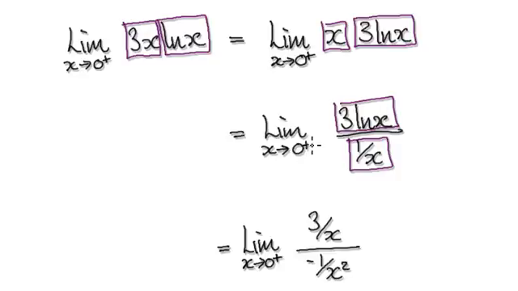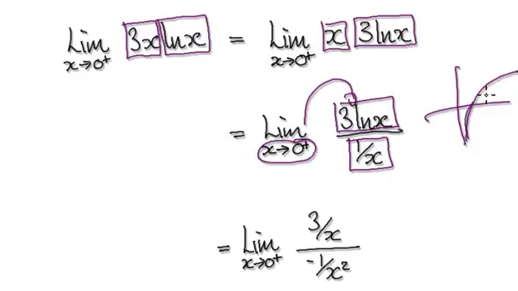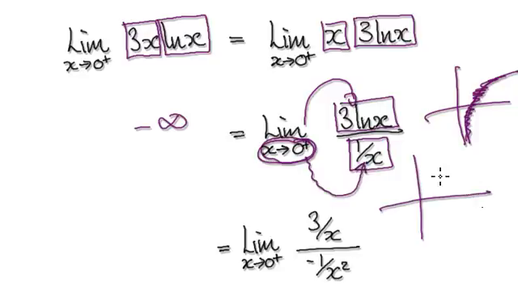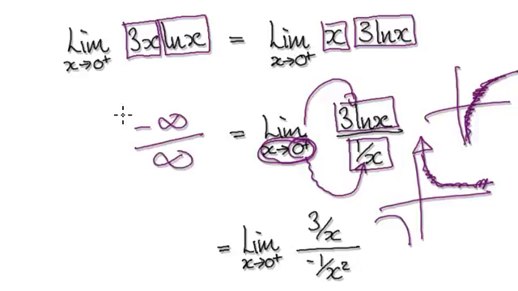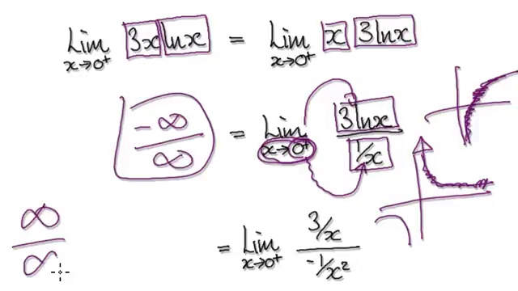And now check. As x tends to 0 from the right hand side, this thing here will look something like this, heading towards negative infinity. So this thing here will be negative infinity. As x tends to 0 from the positive side, this thing here, 1 over x, looks like this. As x tends towards 0 from the right hand side, it's heading towards positive infinity. So here we've got a case where it's infinity over infinity.